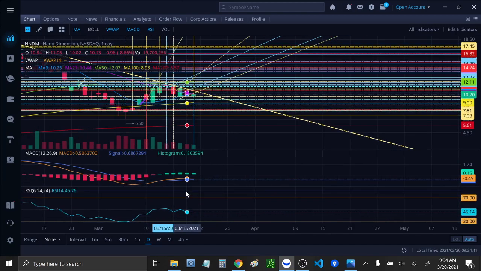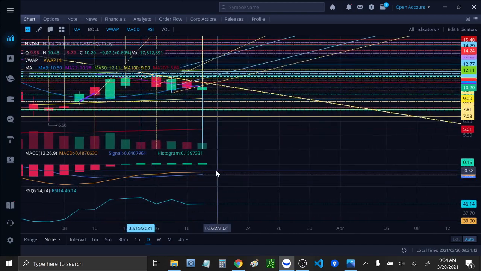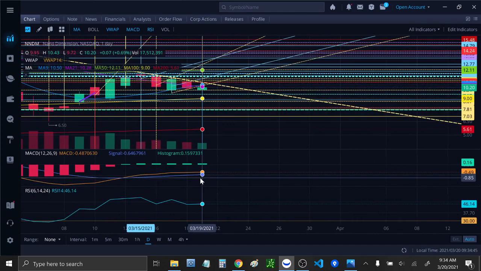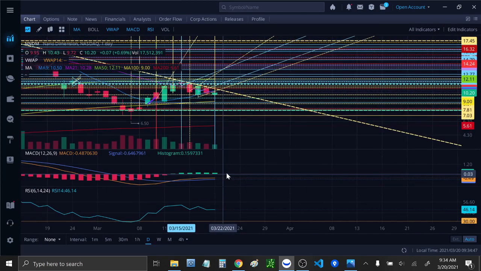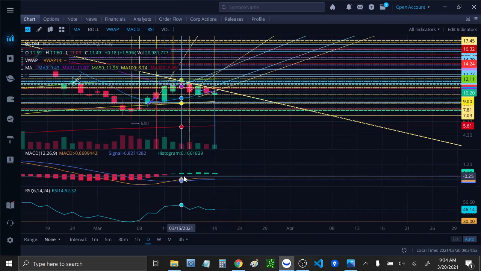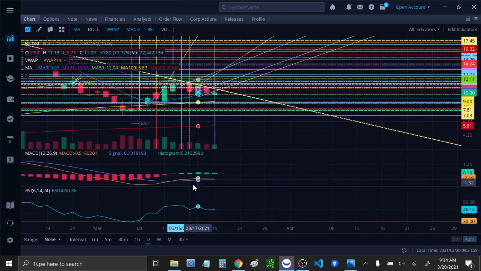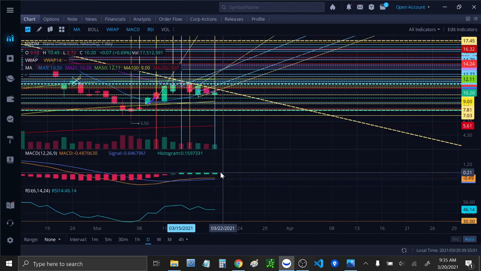We have been trading sideways for a bit, so the MACD and the signal have been going sideways, but it is more on the bullish side. Hopefully we'll start to see a gain up, as we can see here, from negative 25 to 21 to 16. So we are rising slowly in the values of the MACD.